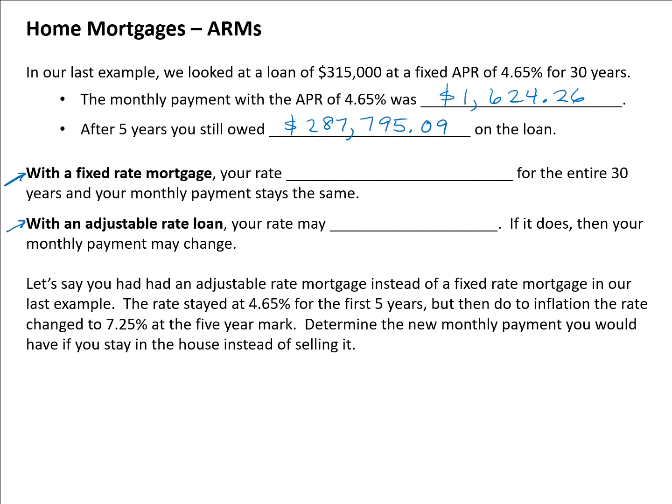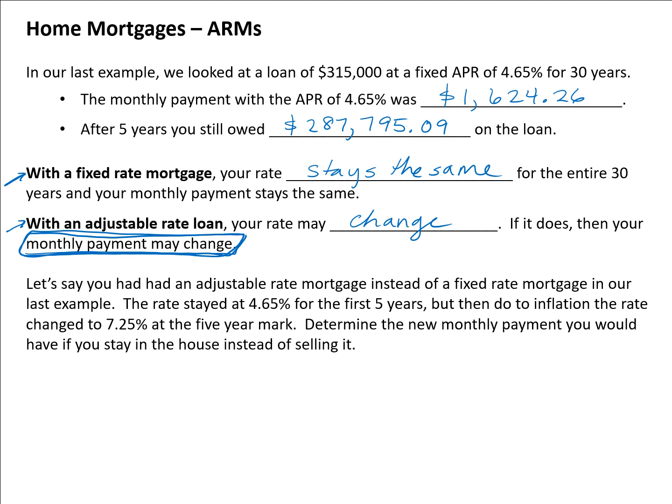Now, a couple of reminders here. With a fixed rate mortgage, which is what we were working with before, the rate stays the same for the entire 30 years. And your monthly payment, therefore, stays the same because your monthly payment is reliant upon the 30 years and the rate that you had. With an adjustable rate mortgage, your rate may change, and if it changes, then your monthly payment will also change. And the monthly payment is basically going to be recalculated with the new percentage rate. So this is something that can adjust how much you have to pay to stay in your home every month. So let's look at an example of this.